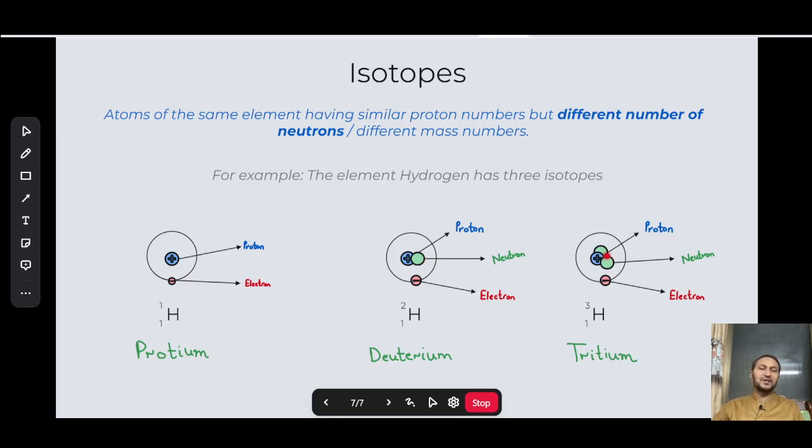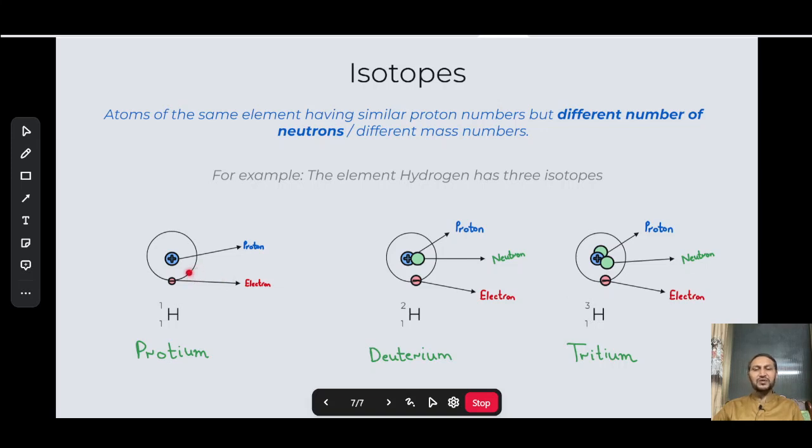Despite the fact that all these 3 belong to the same element, that all these are hydrogen, and that all have the same number of protons, the same number of electrons, the same shells, similar chemical behavior, similar bonding and similar chemical properties, the difference is in the number of neutrons.